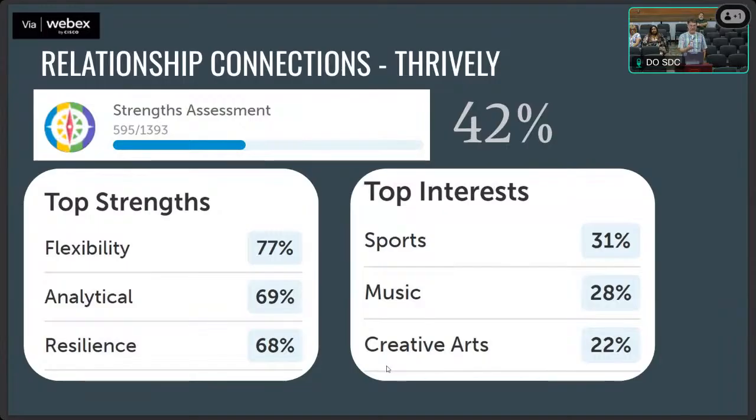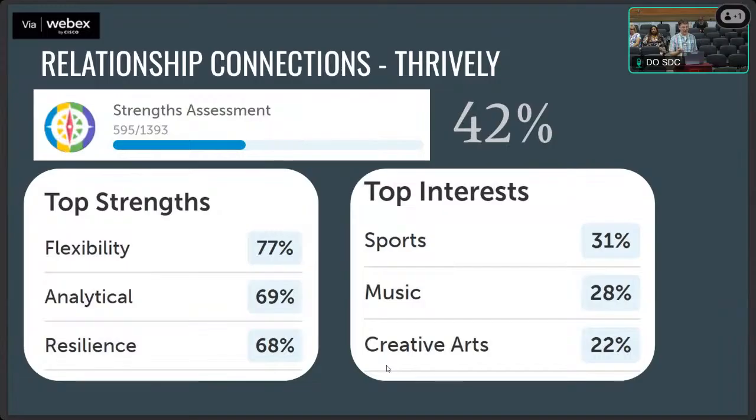Let's look at that. And you will see across the school, this is summary, flexibility, analytical, and resilience. And I will tell you, I think flexibility and resilience is related to our low socioeconomic situation here in Barstow. There's a lot of low socioeconomics, and so students have to be flexible and resilient, otherwise they're not going to make it. You can see sports for the top interests, music and creative arts.